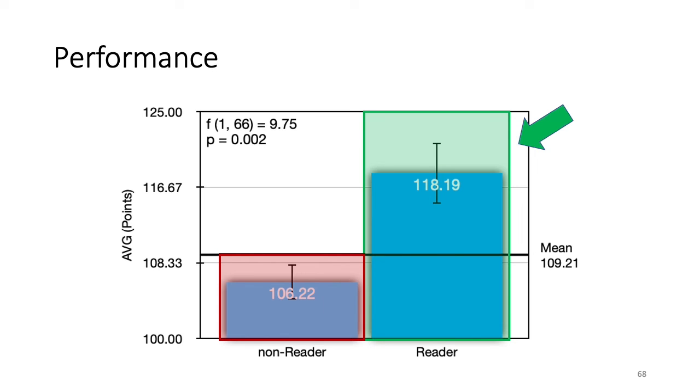As you can see, the reader group obtained more points on average than the non-reader group. This average was calculated for the first 11 levels only, because all the participants were required to complete them. There was a statistically significant difference in the points obtained by the reader and non-reader groups, which showed that the players who spent more time reading the codex performed better in the game.